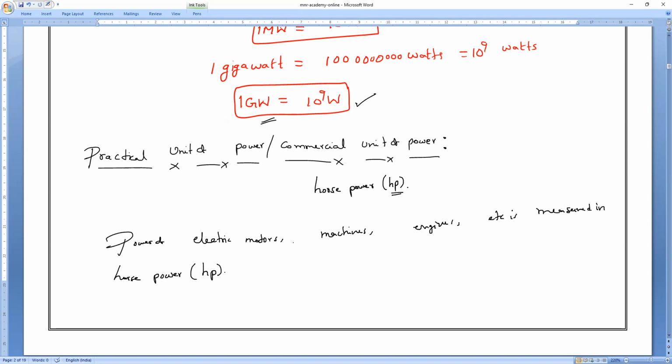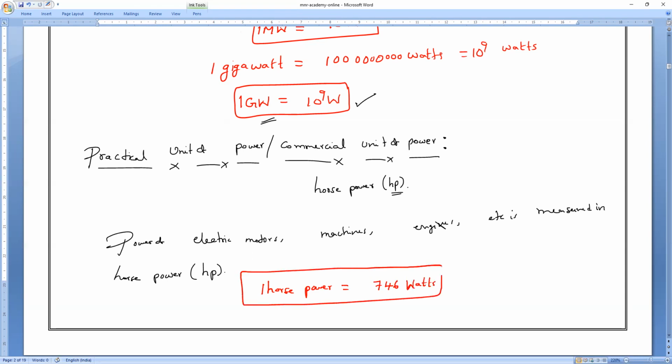Okay, so that is why HP is the practical unit of power, or commercial unit of power. Do you all understand what I'm saying? 1 horsepower is equal to 746 watts. Whatever the motor in our home, you can multiply its horsepower by 746 and calculate that power in watts. Everybody clear?